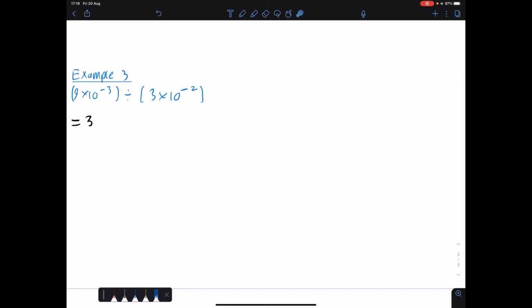Well, we'll just use our laws of indices and do a subtraction. So this is equal to 10 to the power of negative 3 take negative 2, which gives our final answer as 3 times 10, and negative 3 take negative 2 is just the same as negative 3 plus 2. Subtracting a negative is the same as addition. So we get our final answer as 3 times 10 to the negative 1.